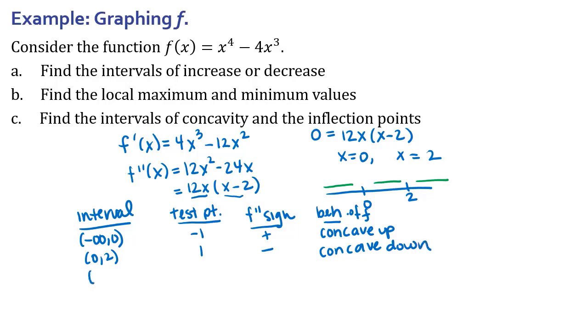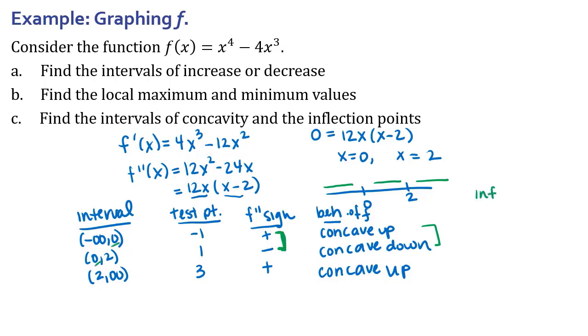And then if I was looking at that last interval from 2 to infinity, great test point is 3. So you're going to get a positive times a positive, which is positive. So the function is going to be concave up there. So this means we can see we're going to have an inflection point that happens here because we change concavity from concave up to concave down at x equals 0.